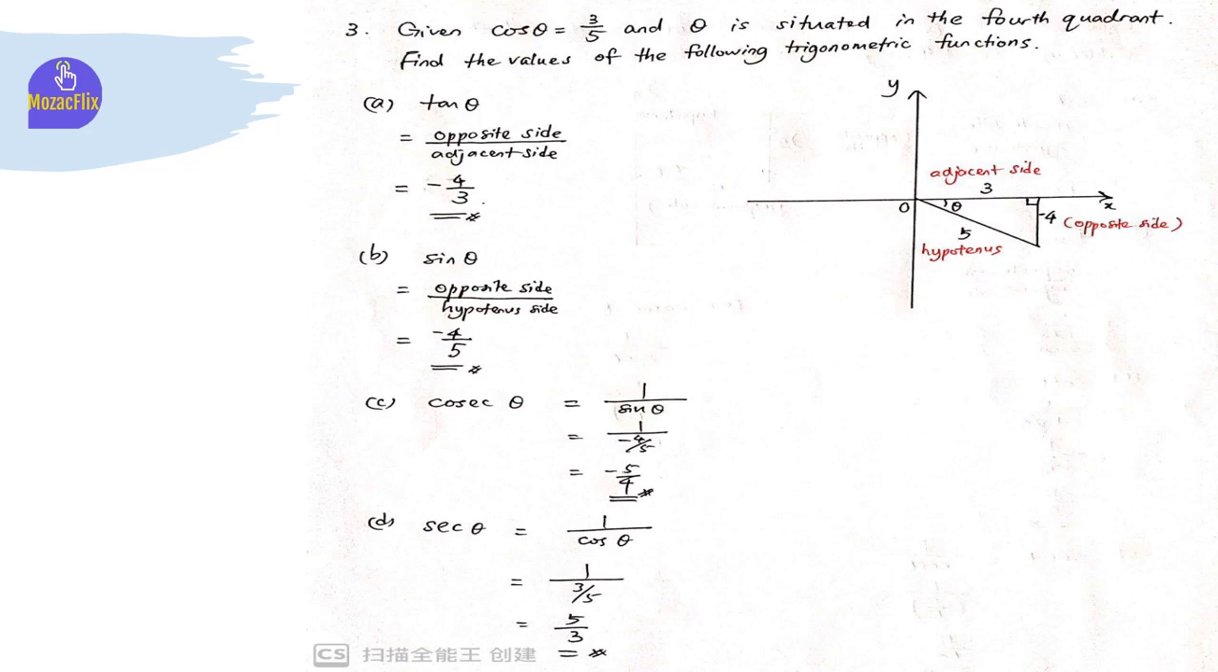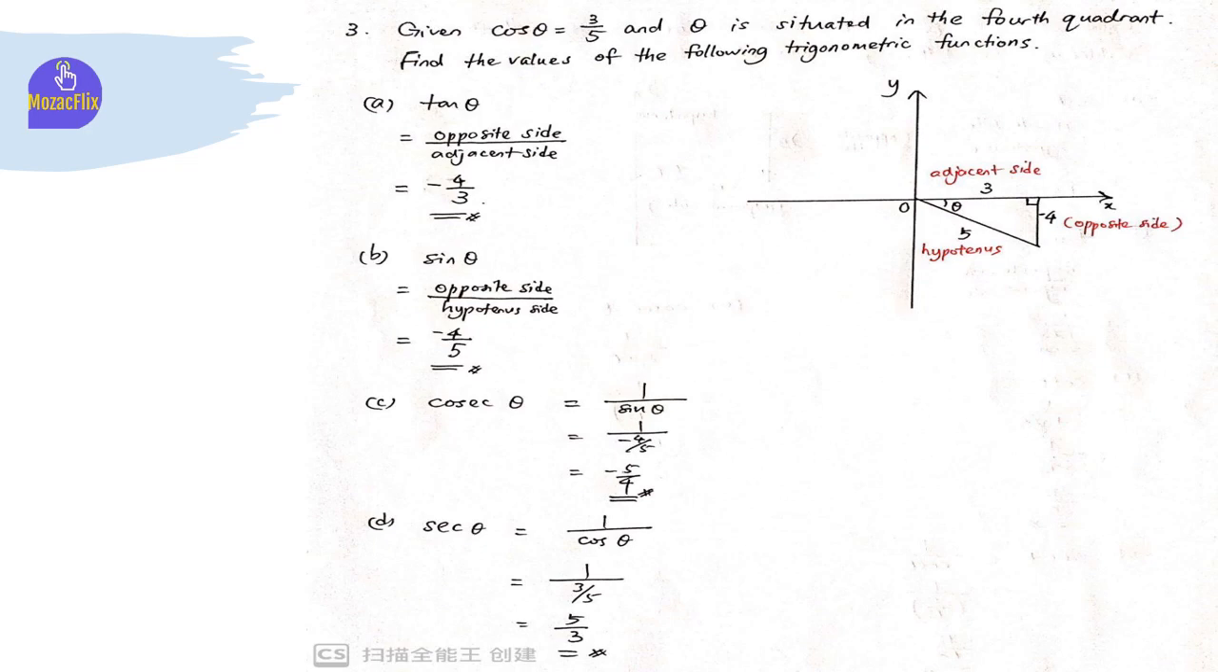Now look at example 3. Given cos theta equals 3 over 5 and theta is situated in the 4th quadrant, find the values of the following trigonometry functions. First, we sketch the triangle in the Cartesian plane, and we get the 3 sides of the triangle. That means opposite side equals negative 4, adjacent side equals 3, and hypotenuse equals 5.